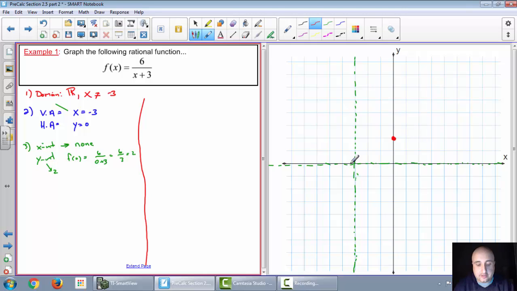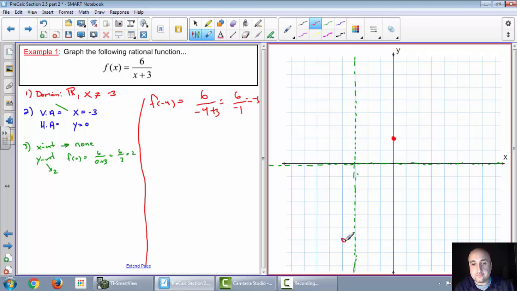Let's first, okay, give me a number to the left of my vertical asymptote. So if my vertical asymptote's at -3, let's test -4. So I'm going to plug in -4. So 6 over -4 plus 3. That's equal to 6 over -1, which equals -6. Okay, so at -4, my graph is equal to -6. 1, 2, 3, 4, 5, 6. All right, now let's test -5.